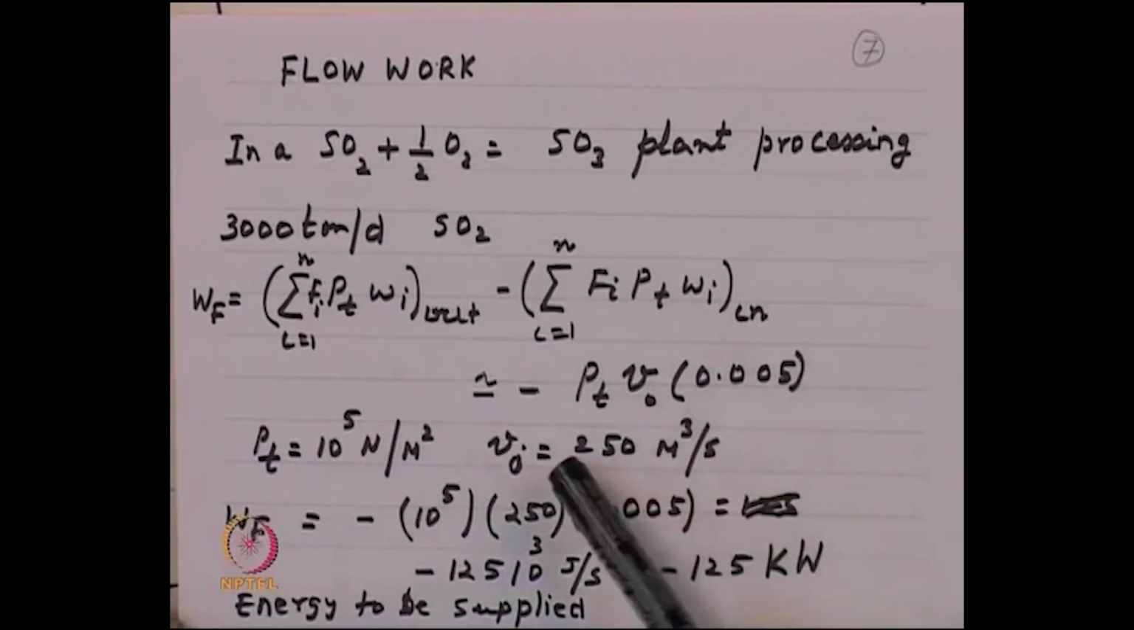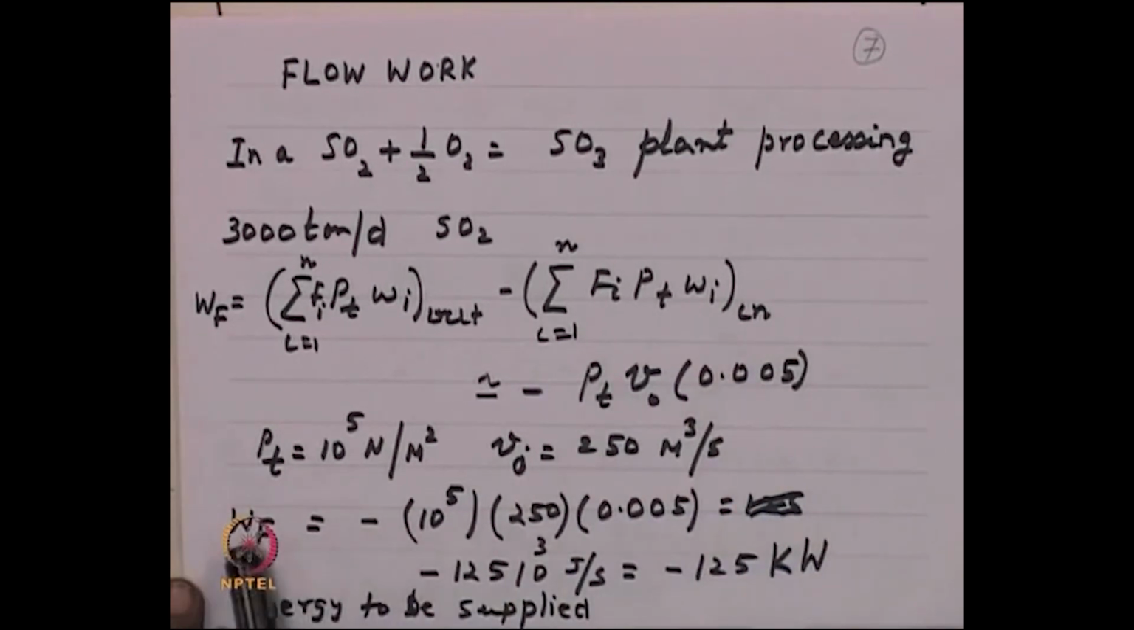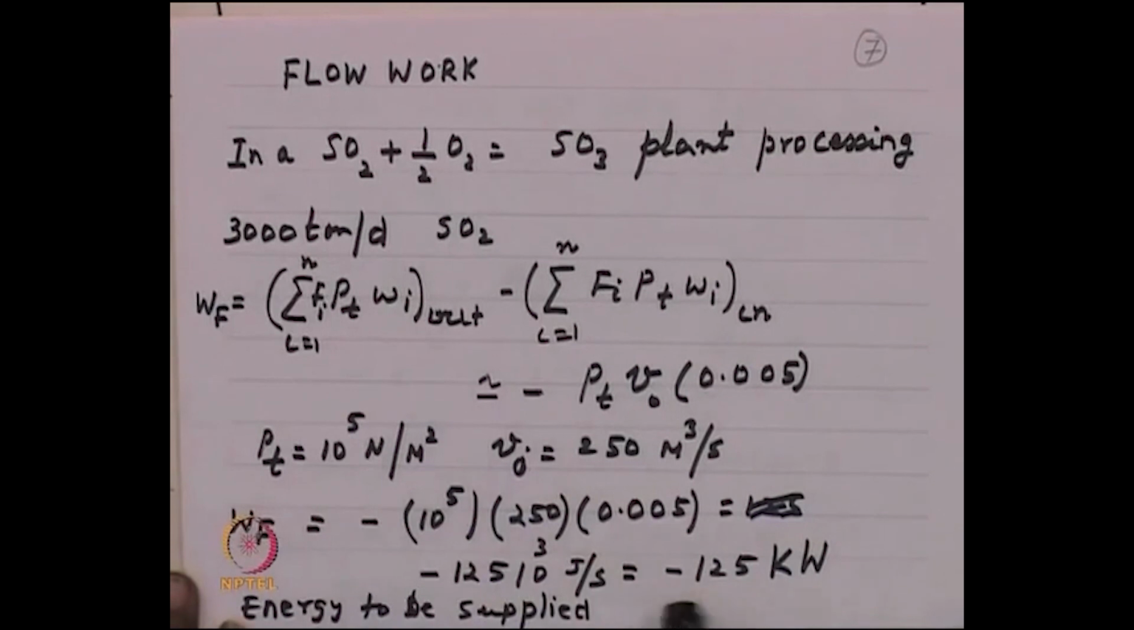Okay. So, we can actually calculate this whole term, and the estimate of this is what I have got here. The flow work for a plant of this size turns out to be about 125 kilowatt. It is a minus sign indicating that you have to put that amount of work, so that the material can be put in and brought out.